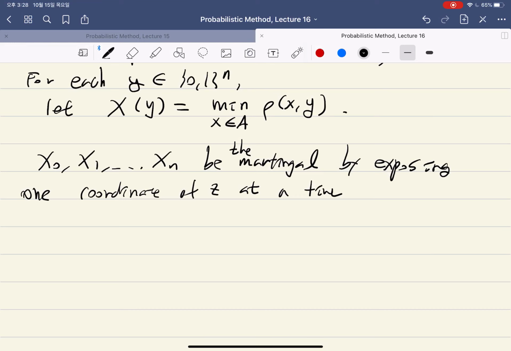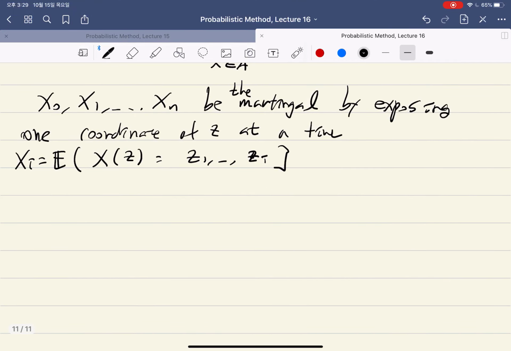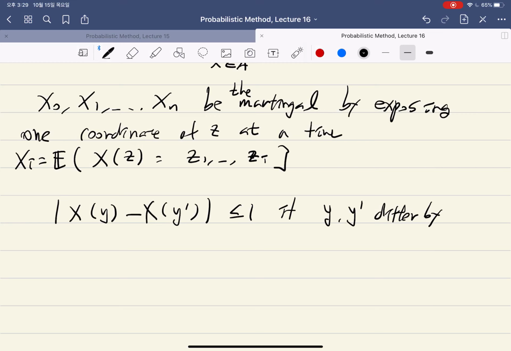Meaning that x_i is the expectation of x_G, where the g_1 to g_i coordinates are exposed. Then you can check that if we have y and y prime, which differ in only one coordinate.